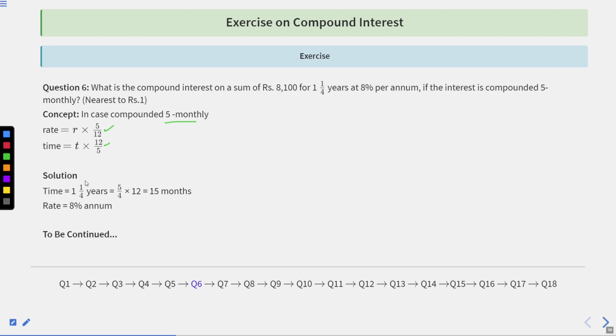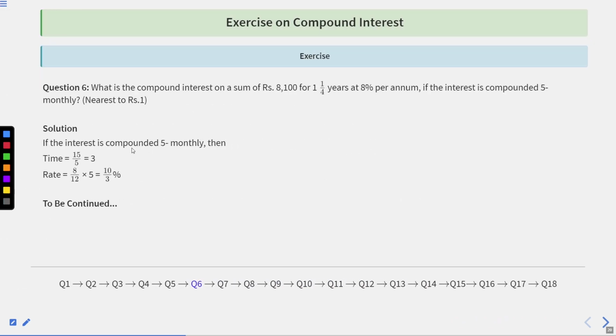The time is given to us as 4 upon 3 years, and converting into months, that is 12 into 4 upon 3, which is equal to 16 months. And the rate is given to be 8% per annum. So if the interest is compounded 5 monthly, then our new time will be 15 upon 5, that is 3, and the rate will be 8 upon 12 into 5, which is 10 upon 3%.